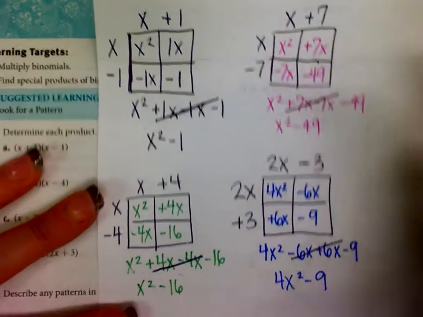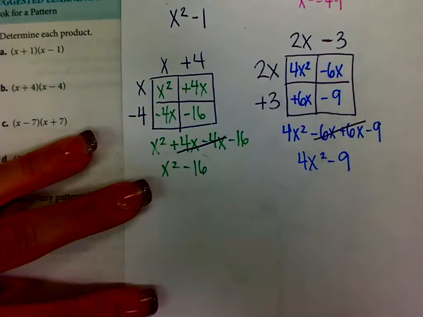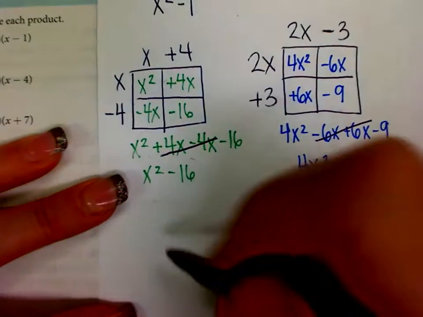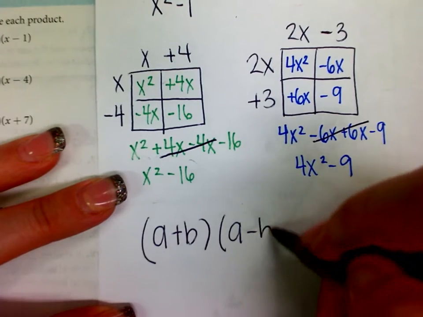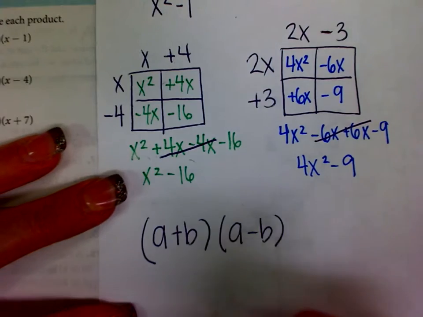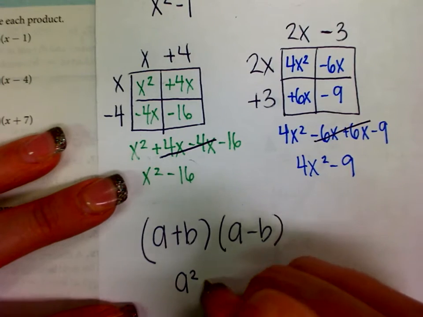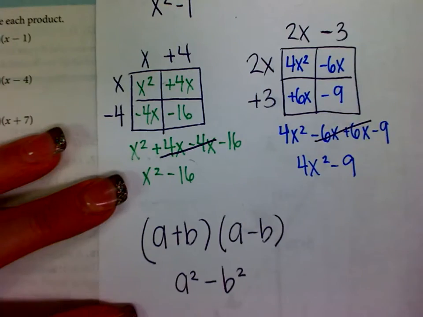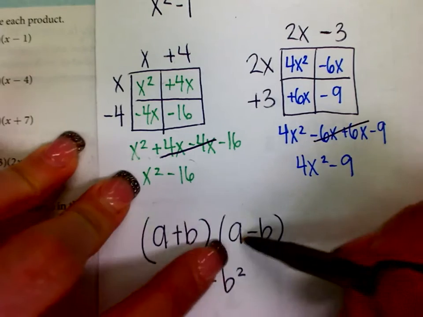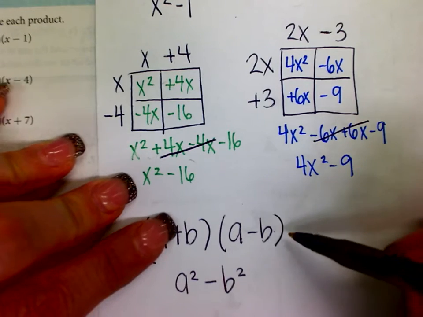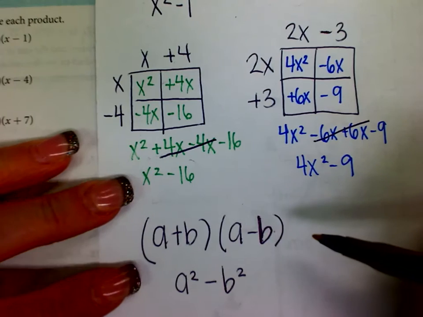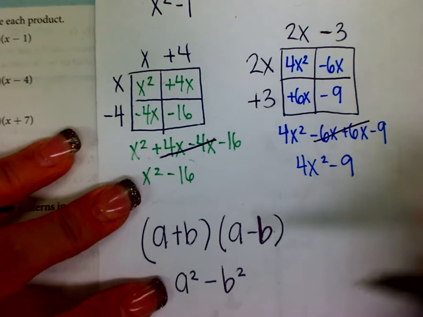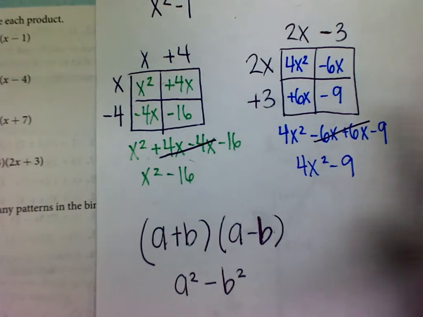What do I mean by that? Well, when we have 2 binomials in the form of a plus b and a minus b, the end result is going to be a squared minus b squared. If they're exactly the opposites, so a and negative b and positive b, our result is the difference of squares, or a squared minus b squared. That's the generic form. And you'll see that down in number 3.